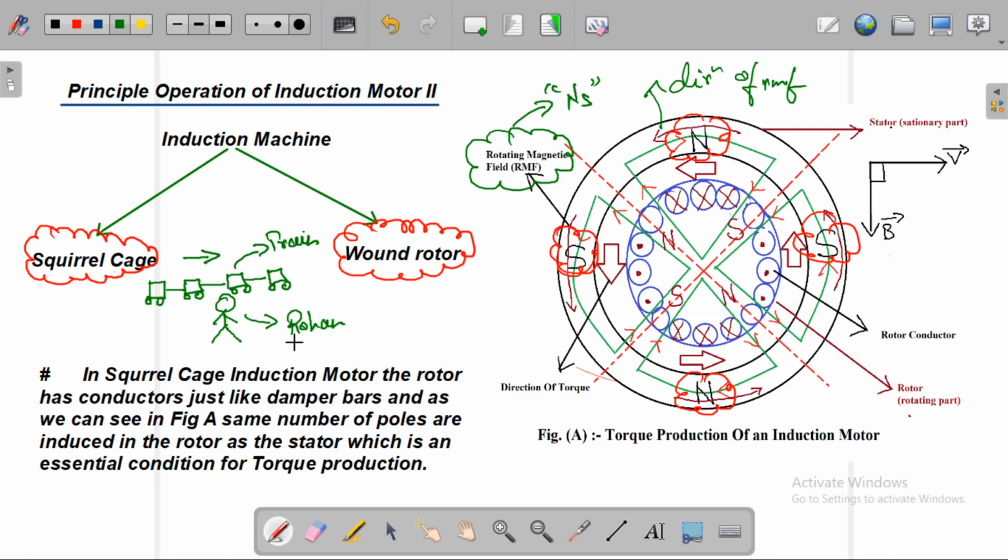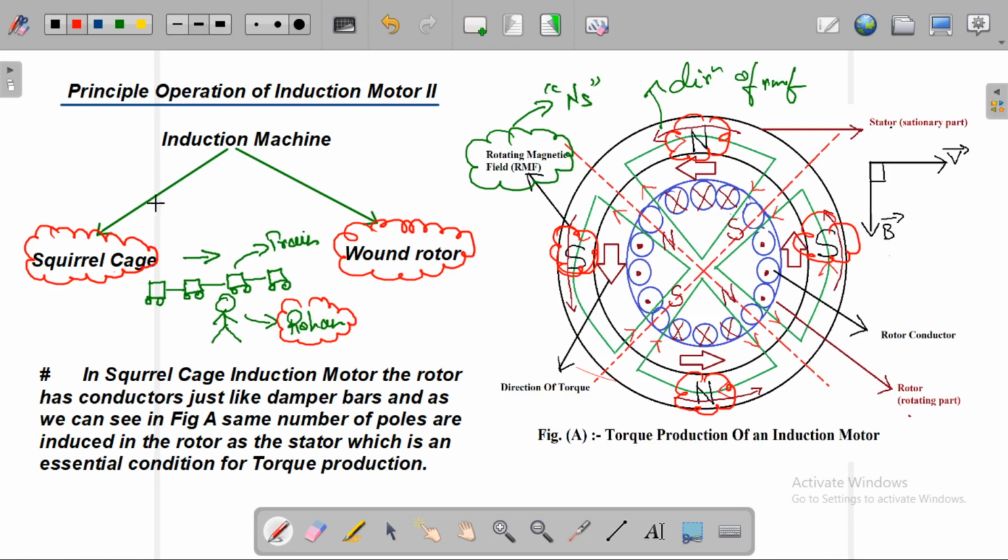With respect to Rohan, the train is moving, but Rohan is stationary. But if we assume that the train is stationary for some moment, then Rohan is moving in the opposite direction of the train with respect to the train.